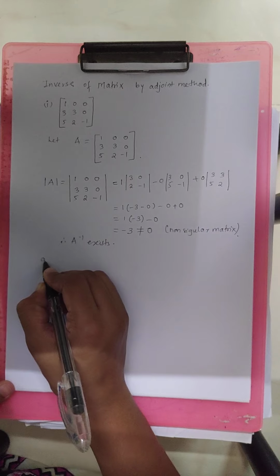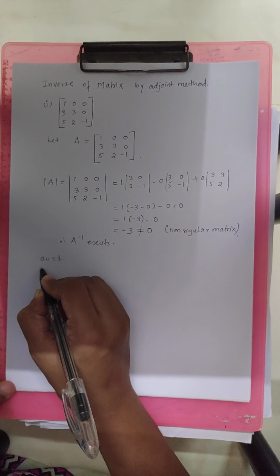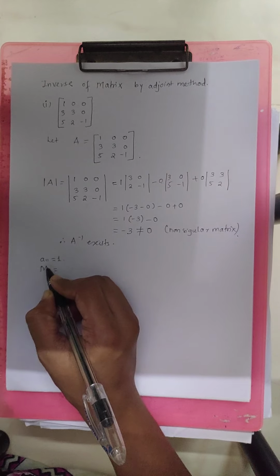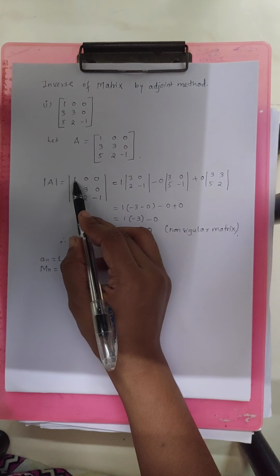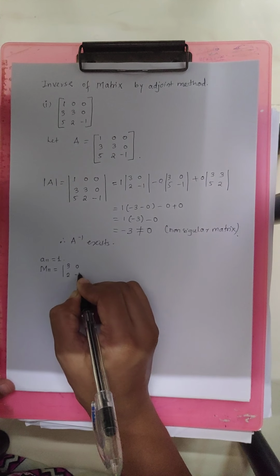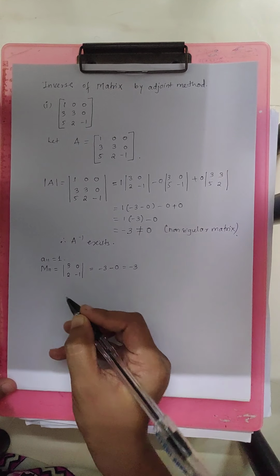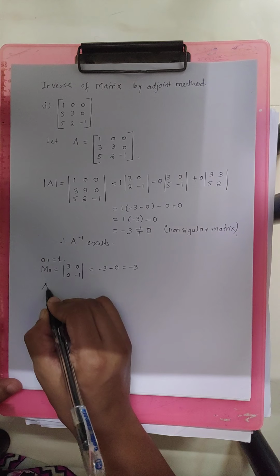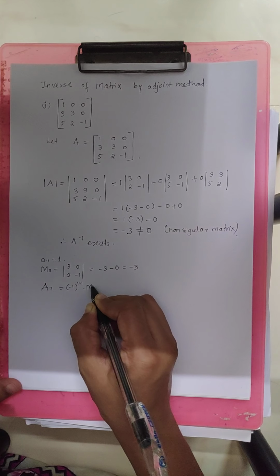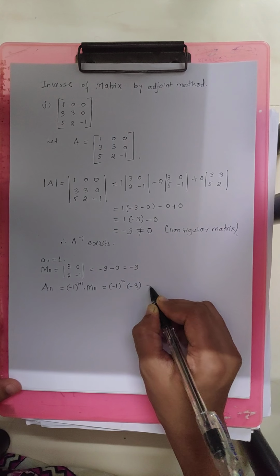First we will write the first element, A11. What is the first element here? 1. Write the corresponding minor of that element, M11. How to find the minor? The determinant obtained by deleting the first row and first column. So it is [3 0; 2 -1], that is -3 - 0, that means -3. Now we will find the cofactor of this element. The formula is (-1) raised to 1 plus 1 times M11. So it is positive, and the answer is -3.